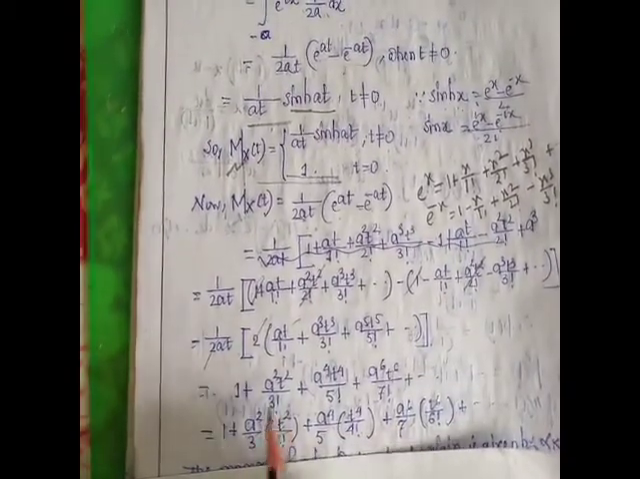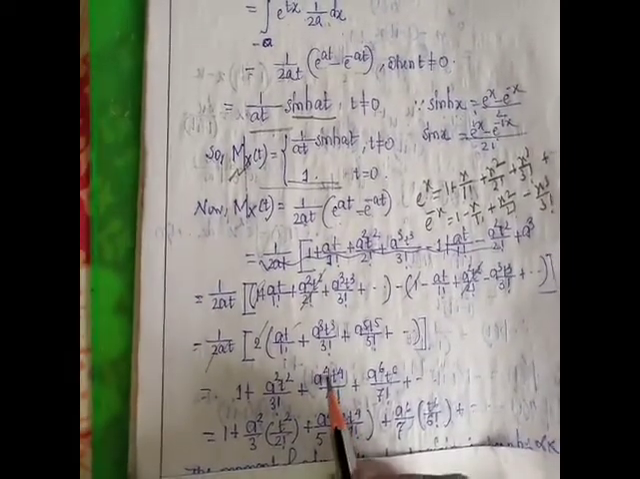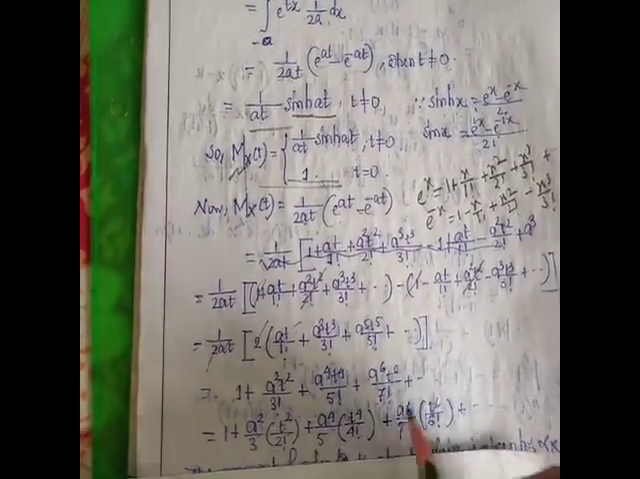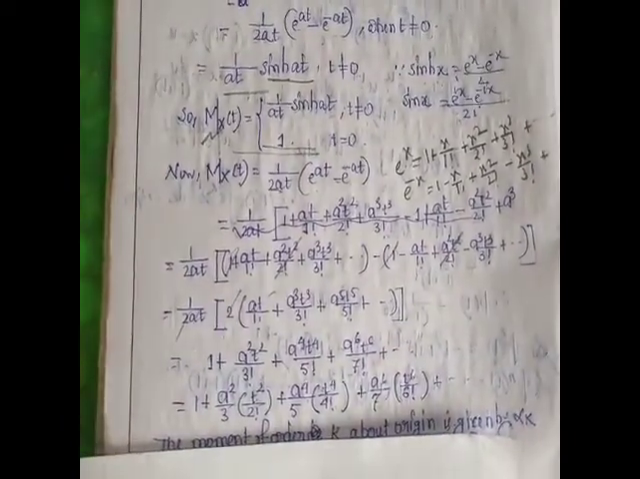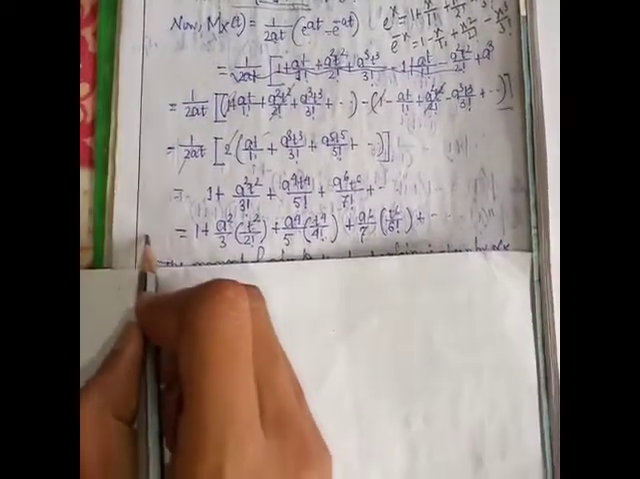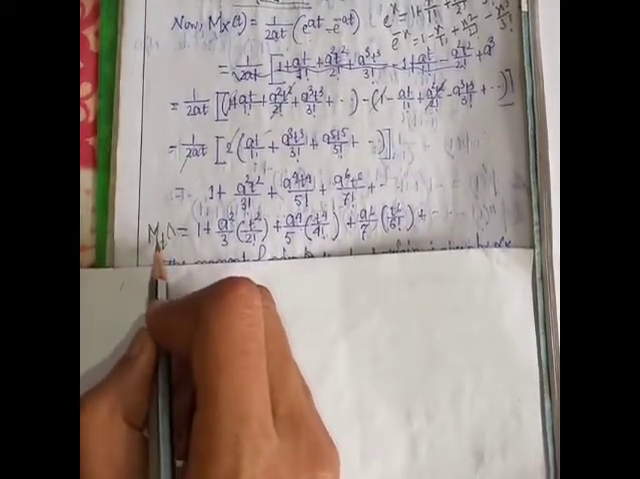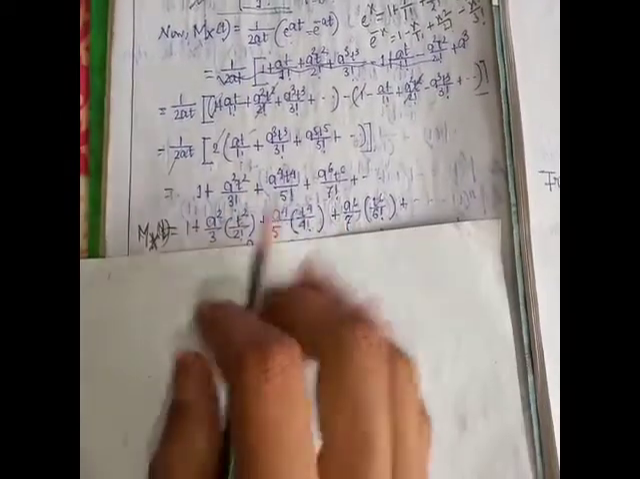So this is 1 plus a square by 3 into t square by 2 factorial, plus a to the power 4 by 5 into t to the power 4 by 4 factorial, plus a to the power 6 by 7 into t to the power 6 by 6 factorial plus dot dot dot. Hence this is the expression of M_X(t), the moment generating function. This is the expression of the moment generating function.